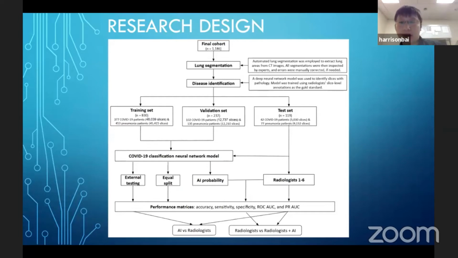We performed external testing by leaving out data from 3 institutions, and then we also did what is called an equal split, which is an equal splitting of the training, validation, and test sets. And then we had 6 radiologists evaluate our test set, and we compared the performance between the AI and the radiologists. And finally, we wanted to see how the AI algorithm can help the radiologists in this specific task. So we asked the radiologists to evaluate the scans again with the probabilities provided by the AI algorithm.